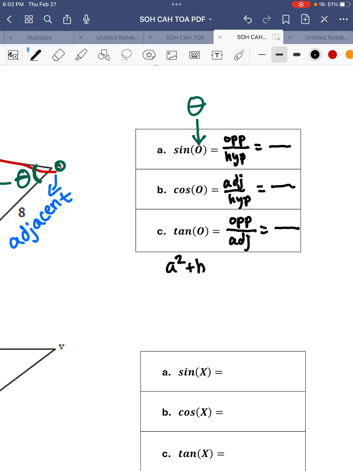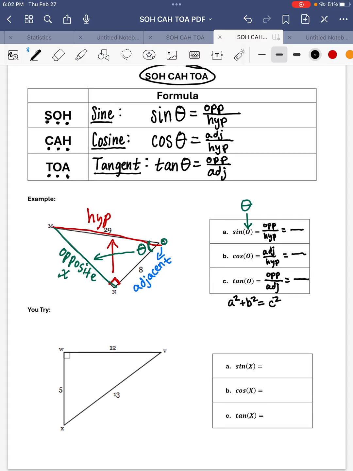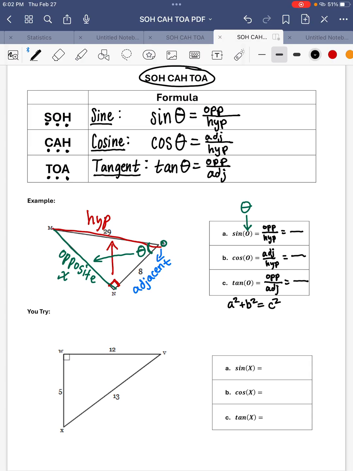So right here, I'm just going to write out my Pythagorean theorem. A squared plus B squared equals C squared. And when you're using the Pythagorean theorem, the hypotenuse is your C. So the C is always your hypotenuse. Using my triangle, the hypotenuse is 29, so my C is going to be 29. And then the other two sides will just be my A and B. So I end up with x squared plus 8 squared equals 29 squared.